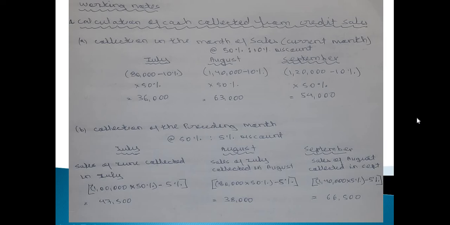Similarly for the month of August, the credit sales is 1,40,000. There's a discount of 10%, and out of it only 50% is collected in the month of sale itself, so 63,000. In the month of September, the credit sales is 1,20,000, and there's a discount of 10%, and out of it only 50% is collected, so it comes to 54,000. So the collection from credit sales in the month of sale itself is 36,000 for July, 63,000 for August, and 54,000 for September.